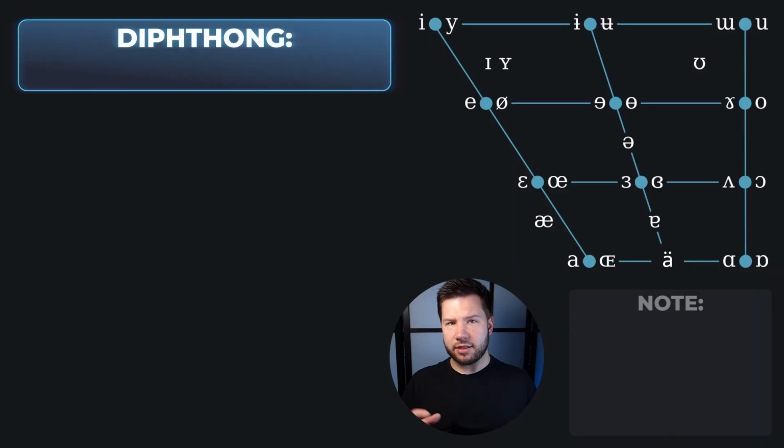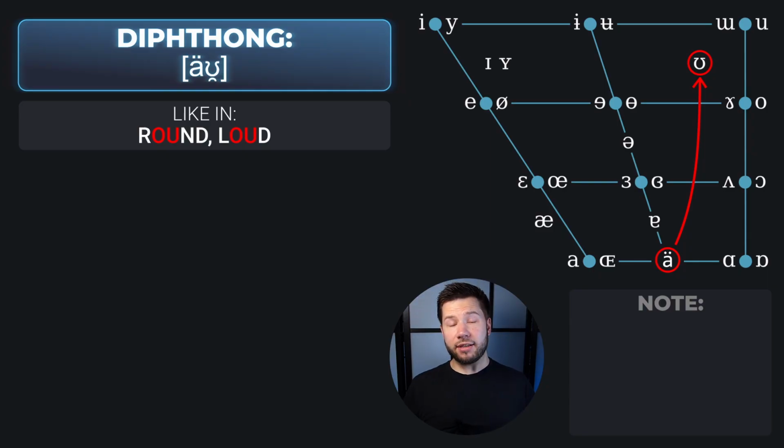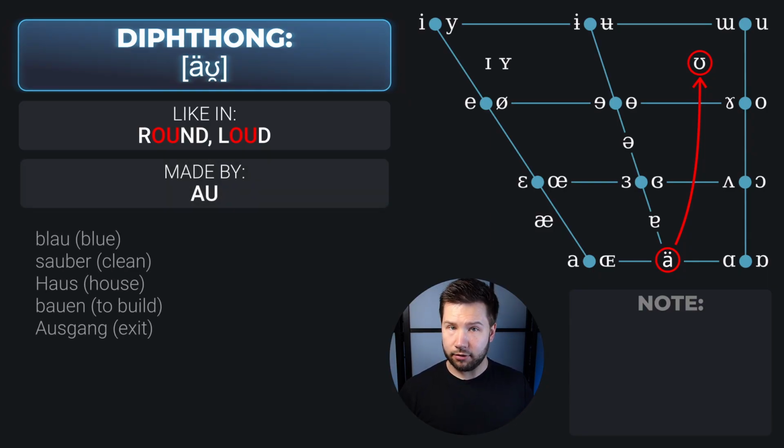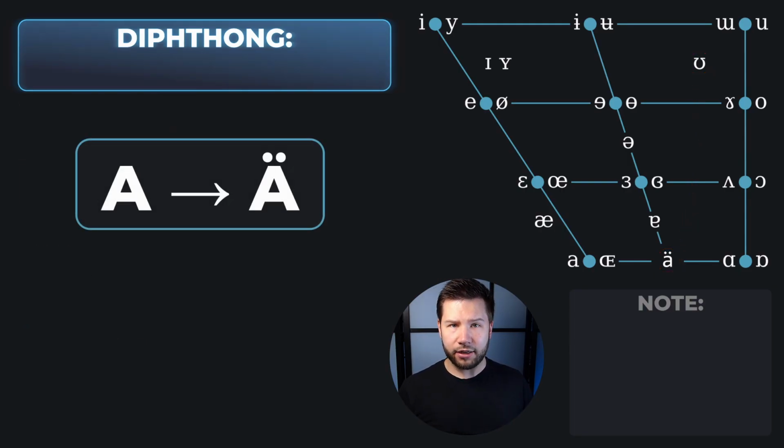Anyway, let's move on to the second true diphthong, au. Similar to the sound you make when saying round or loud. Unsurprisingly, this sound is produced by the letter combination au, like in blau, sauber, Haus, bauen, Ausgang. Pretty intuitive, I'd say. Now, turning A into A umlaut completely changes the sound and gives us the third of the main diphthongs, oi.